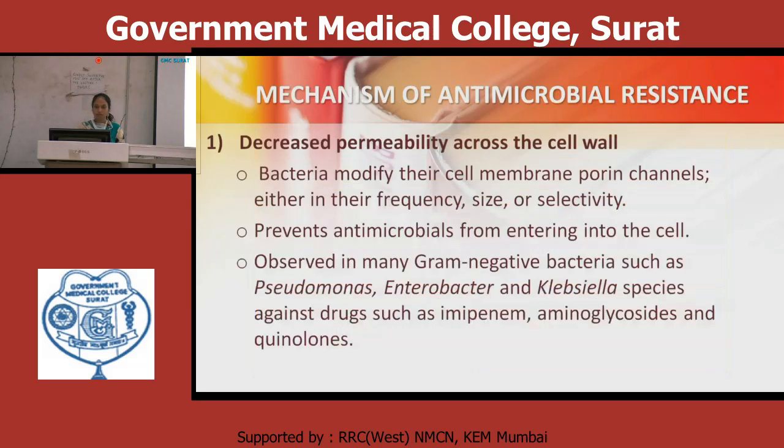Now, mechanisms of antimicrobial resistance by decreased permeability across the cell wall. First one, bacteria modify their cell membrane porin channels, either in frequency or size or selectivity, that prevents antimicrobials from entering into the cell. Observed in many gram-negative bacteria like Pseudomonas, Enterobacter and Klebsiella species against drugs such as imipenem, aminoglycosides and quinolones.